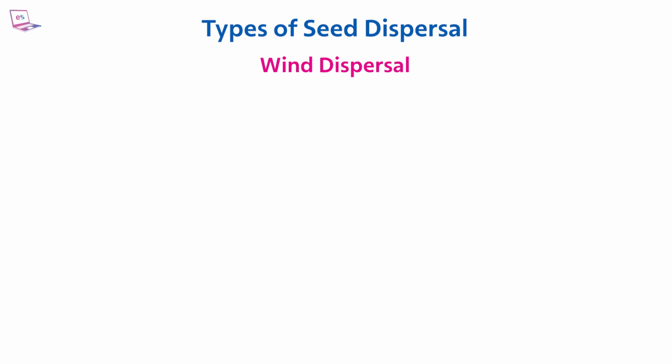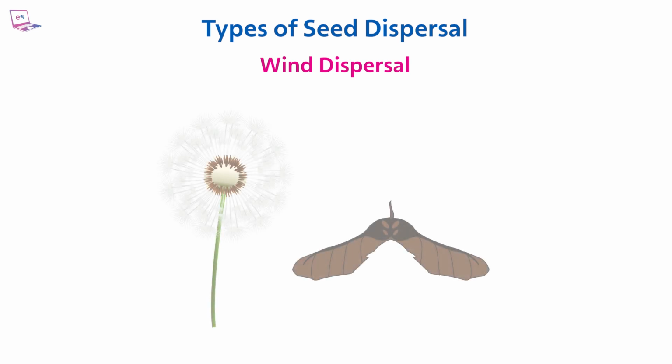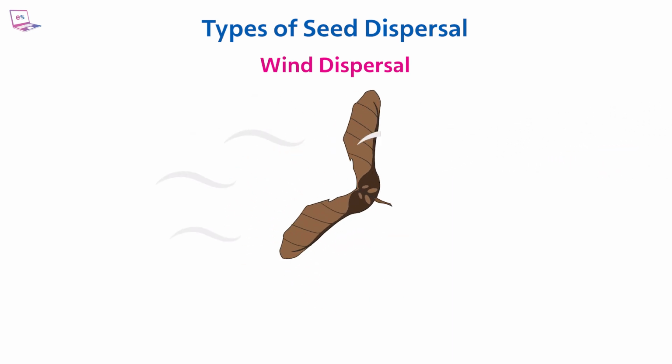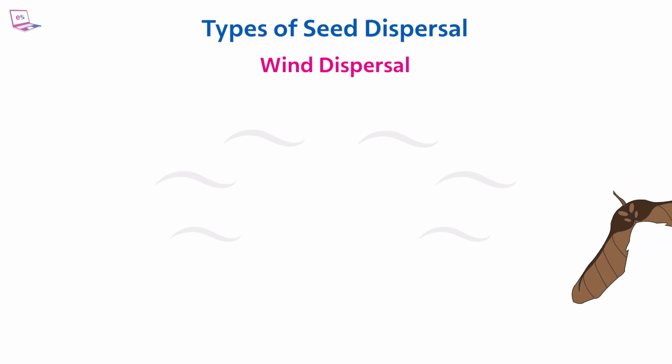Wind dispersal. In this type of seed dispersal, the wind carries the seeds away from their parent plants. The tiny white seeds in the dandelion plant can easily be detached and carried by the wind for dispersal. The seeds of sycamore fruit are also dispersed using wind dispersal.